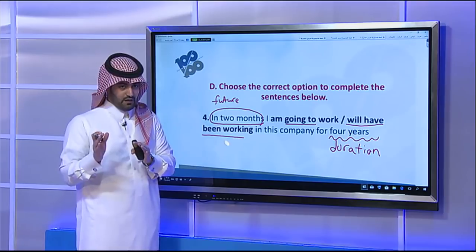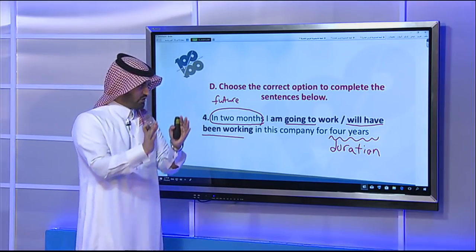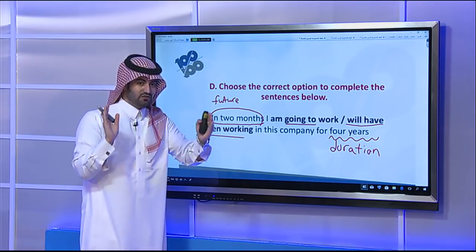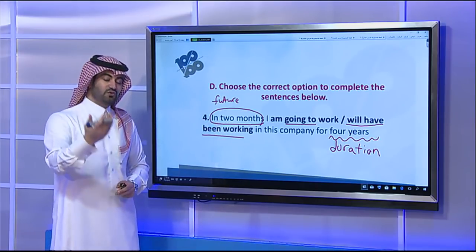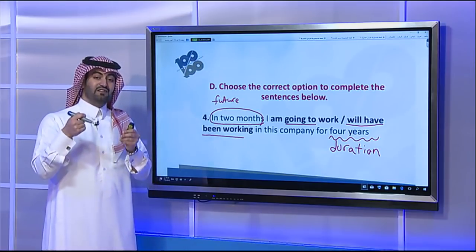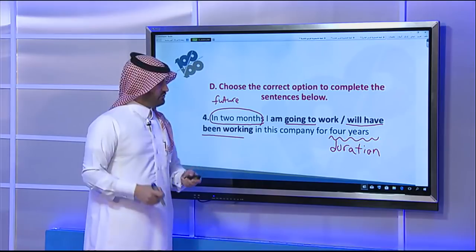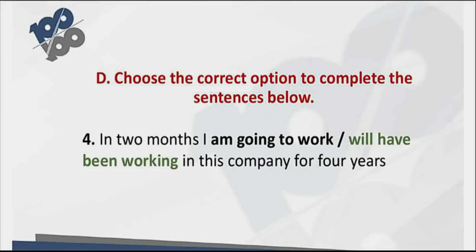Not now, emphasizing the duration. I have a contract to work for 4 years or 5 years. I'm emphasizing the duration of my job, but not now, it's in the future. So we use the future perfect progressive when we emphasize the duration of an action in the future. Okay, so the answer should be, will have been working.